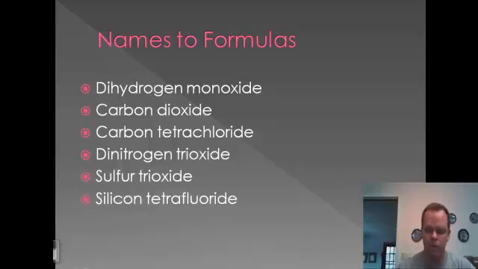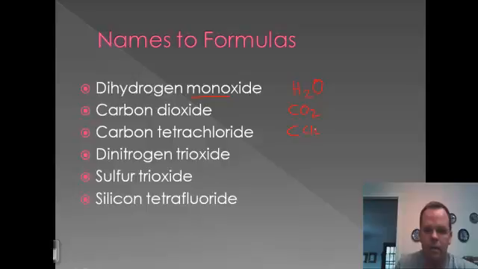Dihydrogen monoxide. So 2 hydrogens, dihydrogen, monoxide, 1 oxygen. The mono prefix has to be on the second element. If you see a mono, you can drop the mono on the first element, such as you see in these next two compounds, but never on the second element. Carbon dioxide. 1 carbon, monocarbon, we drop the mono, dioxide, 2 oxygens.